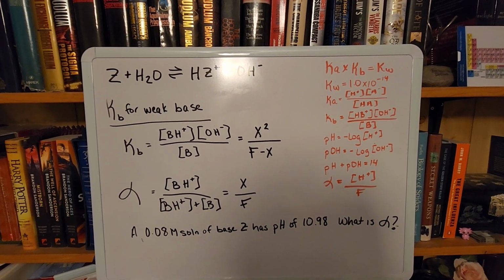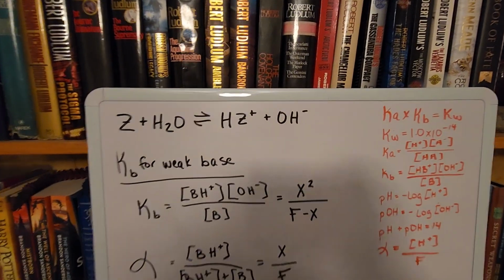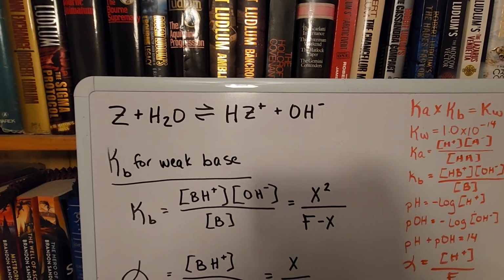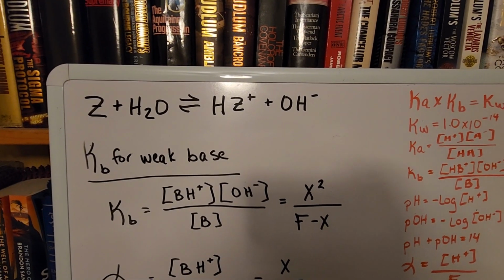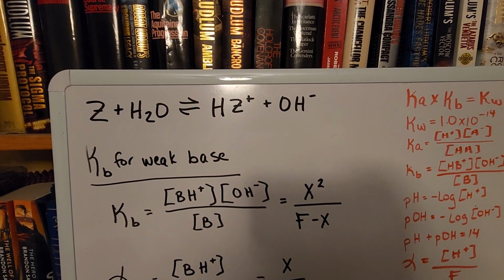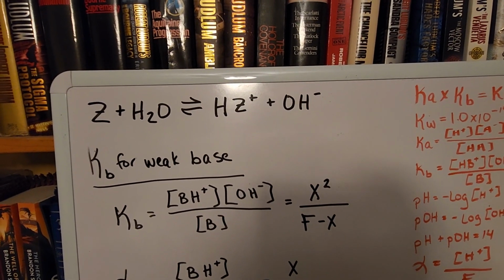Well, weak acids and weak bases don't fully dissociate. So right here we've got a reaction for a weak base. This is a generic base we're going to call Z. We're going to add it to water and it's going to give us HZ plus OH minus, but it is not going to fully dissociate.